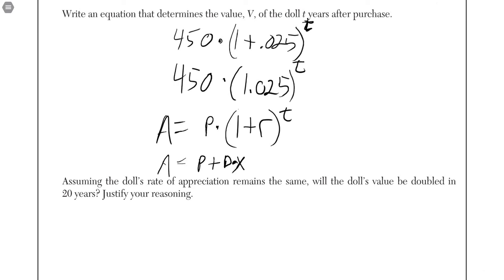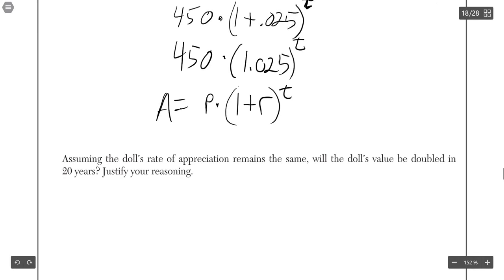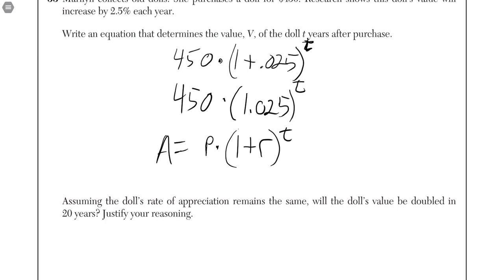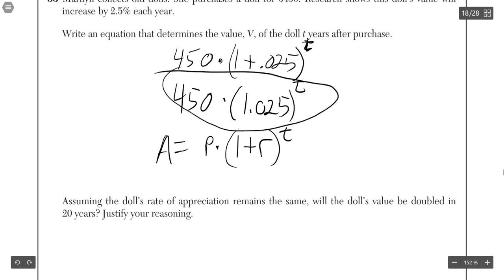Okay. Now, assuming that the doll's rate of appreciation remains the same, when will the doll's value be doubled? Will the doll's value be doubled in 20 years? Well, let's see. In 20 years, how much will it be worth? Well, using our formula, to find out how much it will be worth in 20 years, we just plug in t for 20. So it's going to be 1.025 to the power of 20.